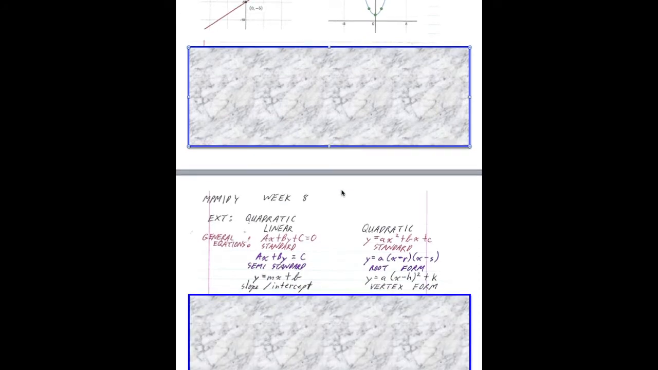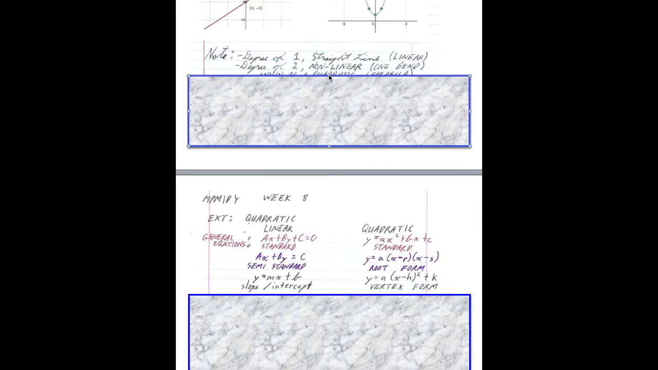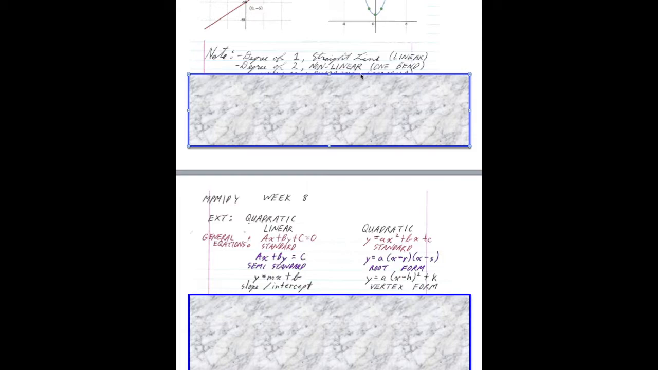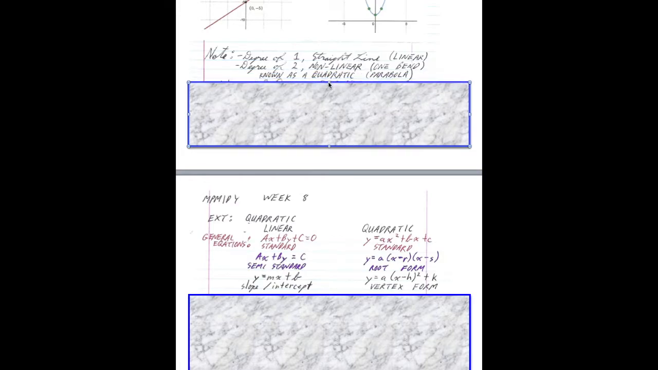All right. I would like you to note a bunch of things. For example, degree of 1, straight line, linear. Notice I spelled it correctly here. Degree of 2, nonlinear, 1 bend. This is known as the quadratic. But when you see this U shape, they call it the parabola.